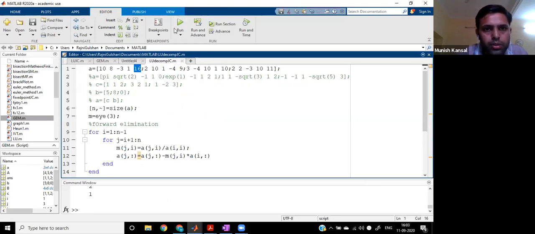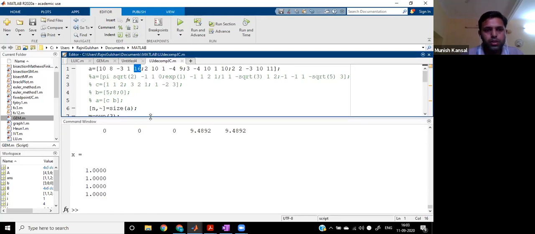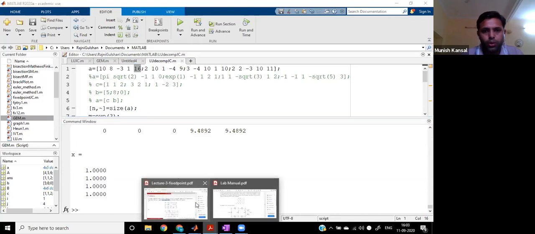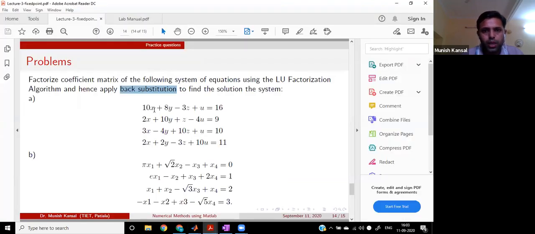Let me find out the answer. First question. So you can see the output. So this is the answer, 1, 1, 1. This is the correct answer, right? So this is how you can solve the linear system using L and U. You can also display the value of L and U and verify, right?